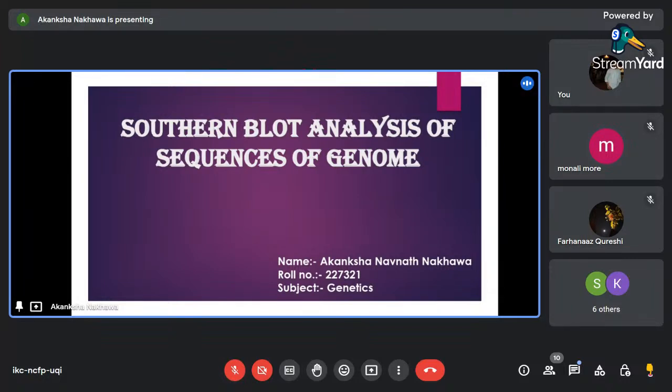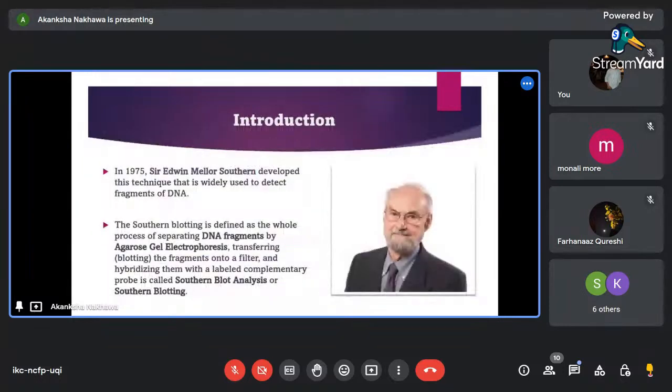I am Miss Akanksha Navnath Nakwa, and my roll number is 227321. My topic name is Southern blot analysis of sequence of genome.